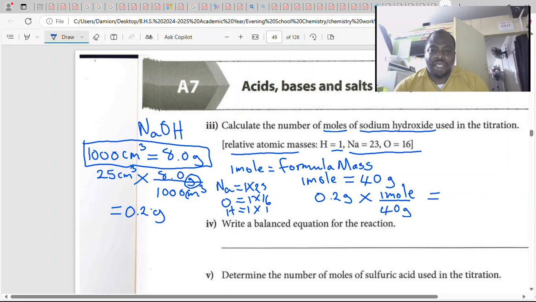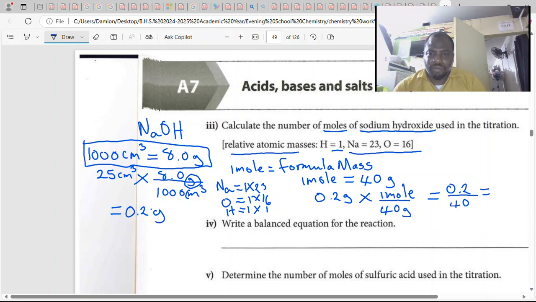And so technically, again, sometimes students are not sure why they are cross multiplying. This is not 0.2 times 40. It is actually 0.2 times 1, which is 1 times any number is the same number. So technically, we should have 0.2 divided by 40. That would give us our answer in moles.